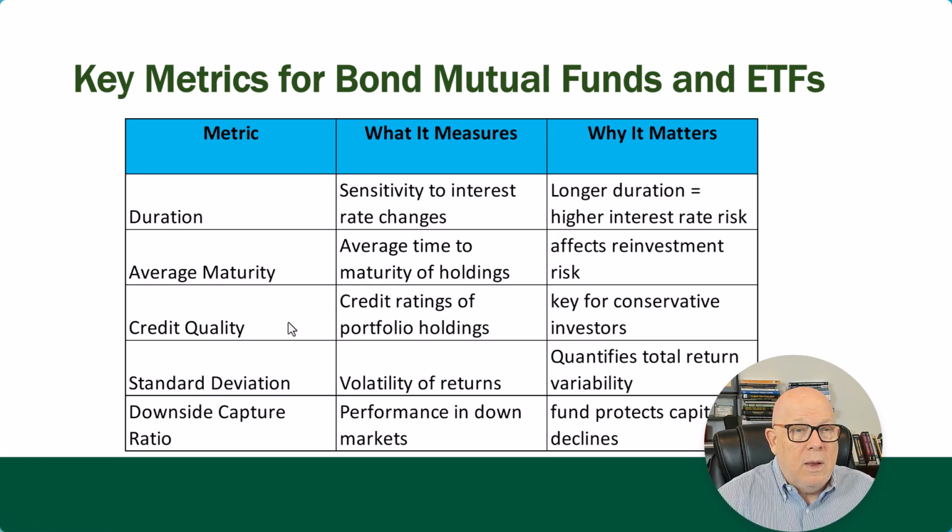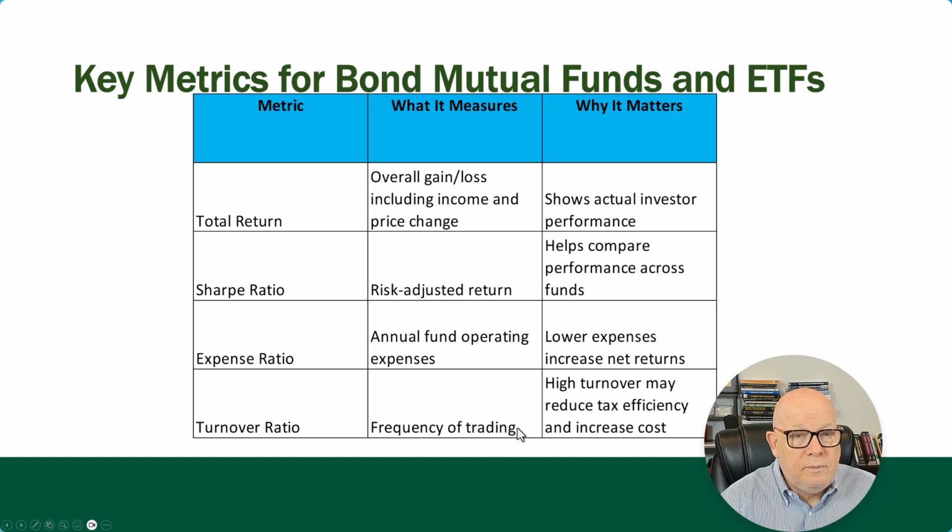You want to look at the credit quality of the underlying bonds. Does it own primarily bonds that are AAA rated, or are they BBB rated, or are they high yield down in the C and D category? So you can look on the Morningstar report to see how many bonds, or what percent of bonds, they have in each rating category. Similar to stock funds, we can look at the standard deviation of returns. We can also look at the downside and upside capture ratios.